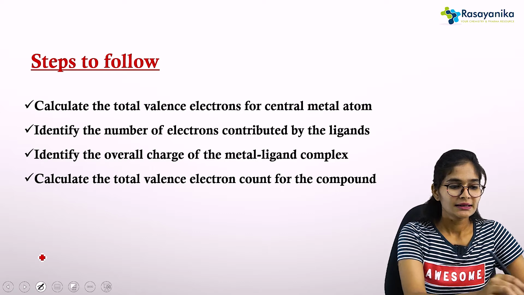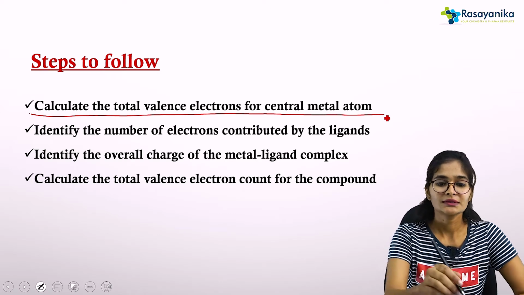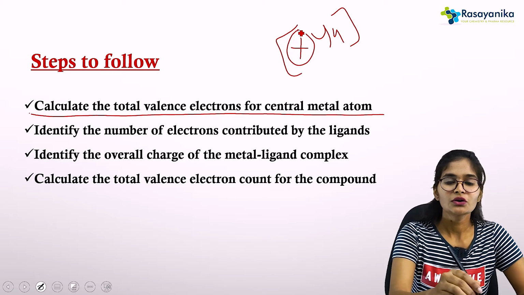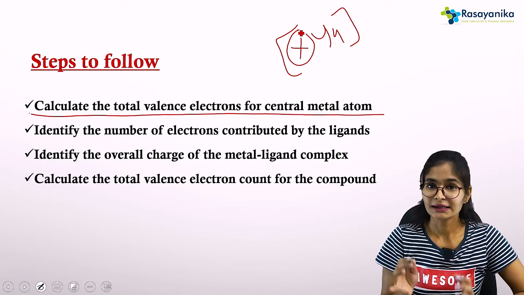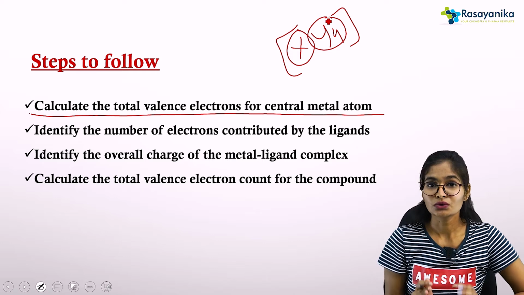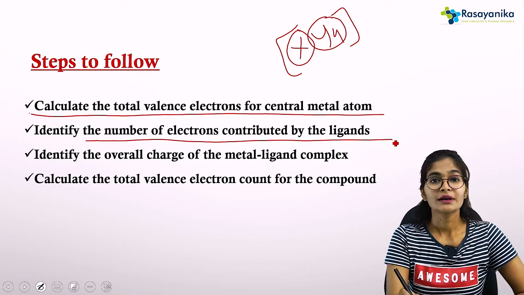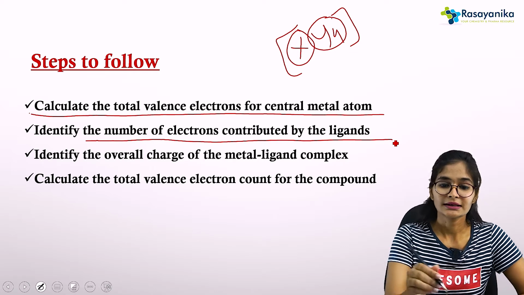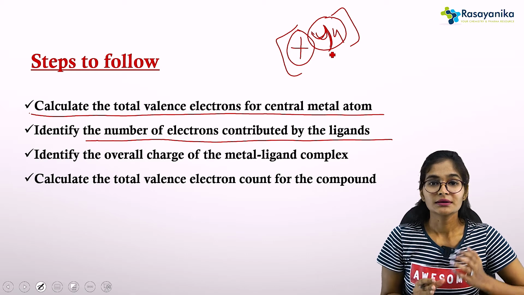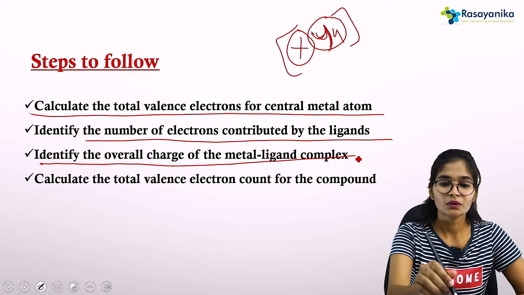Firstly, you have to calculate the total valence electrons of the central metal atom. Suppose you are given an X and Y type of complex, where X is the central metal atom and Y is the surrounding ligands. First calculate the total valence electrons of the central metal atom, then identify the number of electrons contributed by each ligand Y, that is, how many electrons each ligand contributes towards the metal complex. Then check for any overall charge present on the complex.